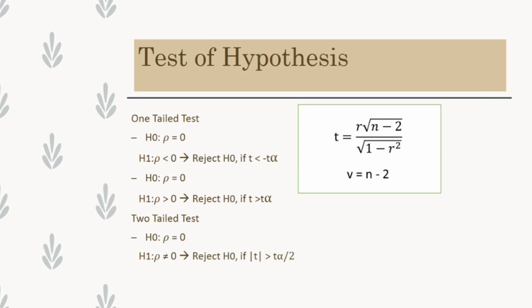Second, two-tailed test. If H0 is rho equal to 0 and H1 is rho not equal to 0, it means reject the null hypothesis if the absolute value of t is larger than t alpha over 2. The formula of t is r times square root of n minus 2 over square root of 1 minus r squared, with v equal to n minus 2.